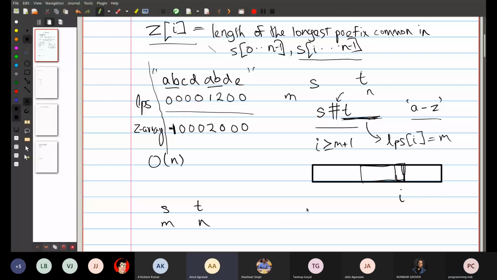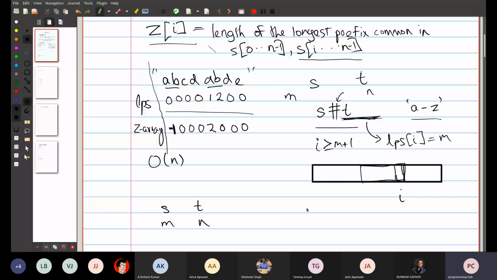Count the number of times we have M in the Z array. Yeah, exactly. So the first step would be to concatenate the strings using S hash T, and then I find the Z array of the string. Then in the T part, I look for where M occurs in the Z array, and I would be starting at that position, I have a pattern S. This is pretty easy to understand.